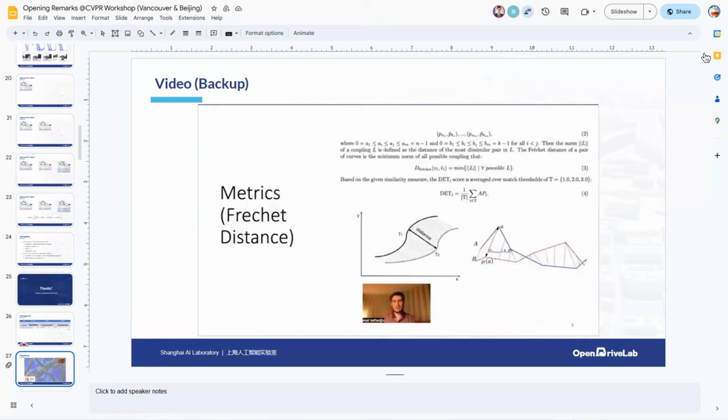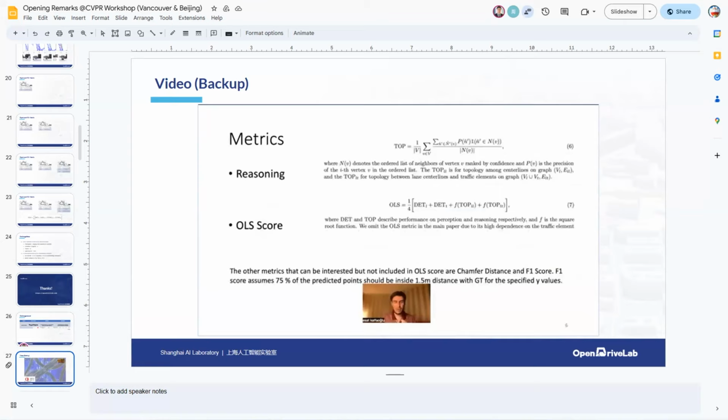For the metrics, for the detection of the centerline, the mean average precision based upon the Fréchet distance is utilized. So the Fréchet distance is basically placed in proportion to the flow information. And for the detection of traffic elements, IoU-based average precision is utilized. For the reasoning part, the important point is that we need to detect both the vertices and the edges between the vertices.